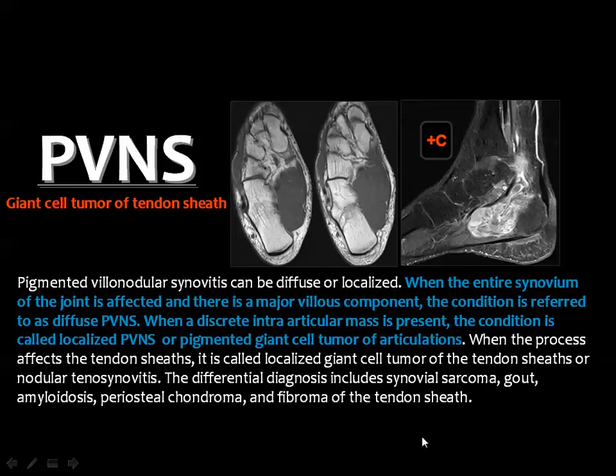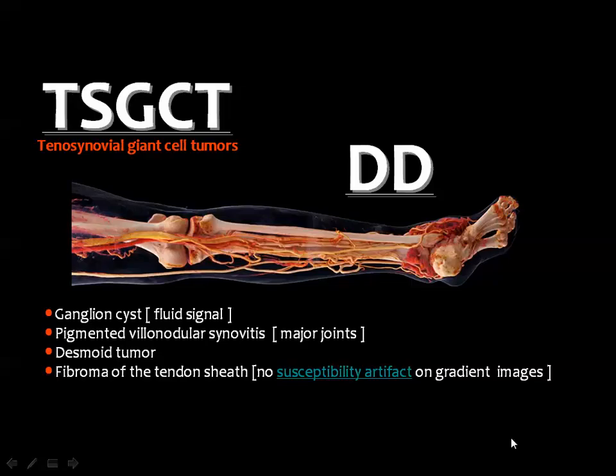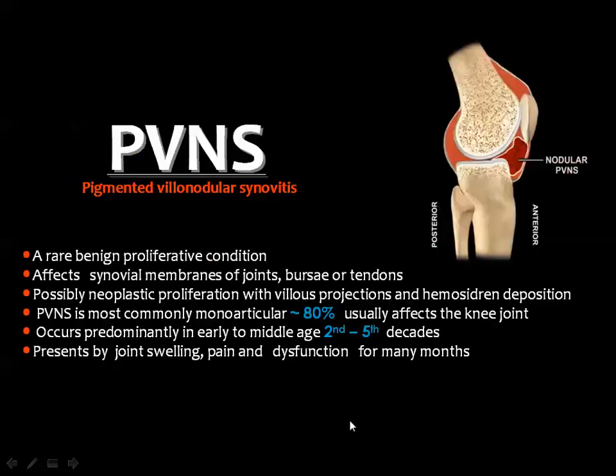But the giant cell tumor of the tendon is somewhat localized, peripherally located, while the pigmented villonodular synovitis is more diffuse and is seen within the major joints. The differential diagnosis of this category of lesions includes the ganglion cyst, which will show bright signal in the T2 weighted image. Desmoid tumor has a characteristic location and characteristic appearance. Fibroma of the tendon sheath does not contain hemosiderin.